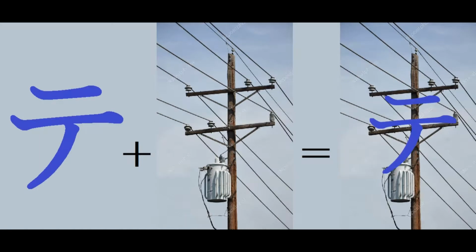Telephone poles look like the kana for te, as you can see here. So this is? Tennis.